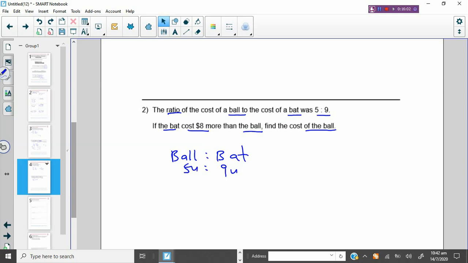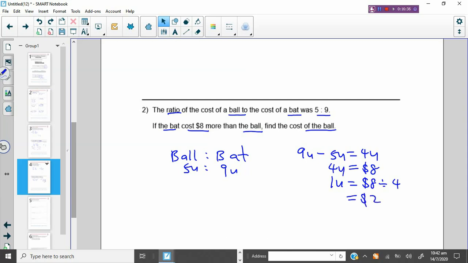Okay, if the bat costs $8 more than the ball, so you look at the ratio, can you compare these two? You can see the bat costs 9 units and the ball costs 5 units. So the bat must have cost 4 units more. So if the bat costs 4 units more, then that will also be $8 more. So your 4 units is equal to $8. It's like model drawing, right? How many units equal to how much? Then what's the next step? The next step is to find 1 unit. So you take $8 and divide by 4. So your 1 unit will be $2.